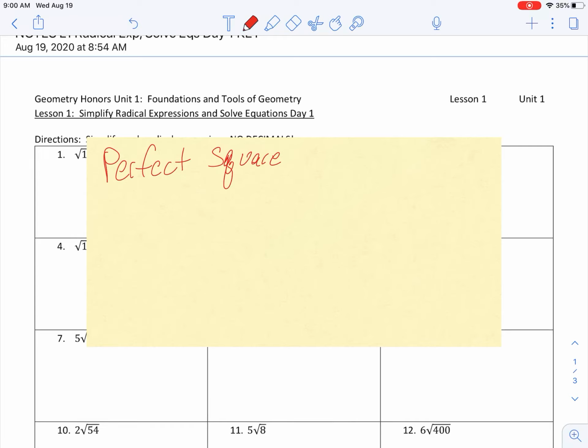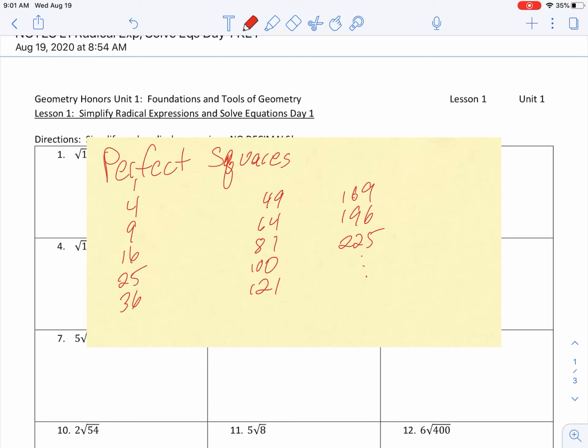Okay, numbers that are perfect squares. Well, 4 is, 9 is, 16, 25, 36, 49, 64, 81, 100, 121, 169, 196, 225, and so on. Now, 1 is also technically a perfect square. What do we know about those? Why would you think those are called perfect squares? Well, these are considered perfect squares because we can take the square root of these numbers all nicely.